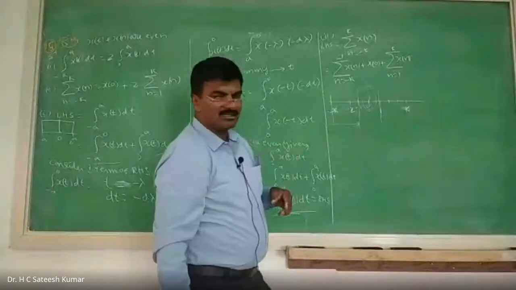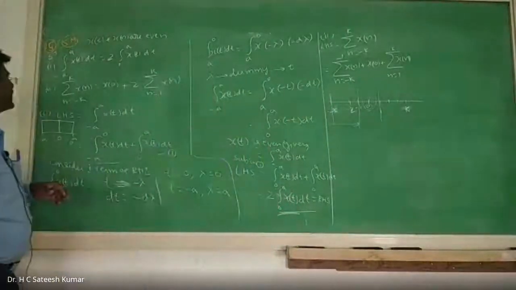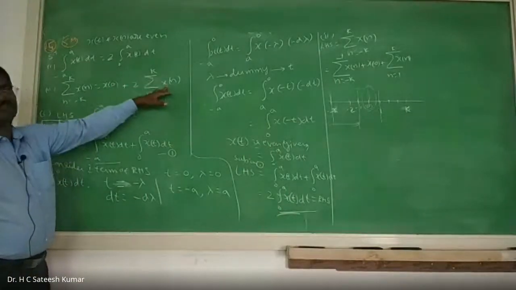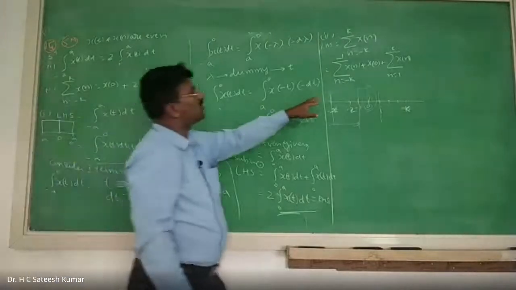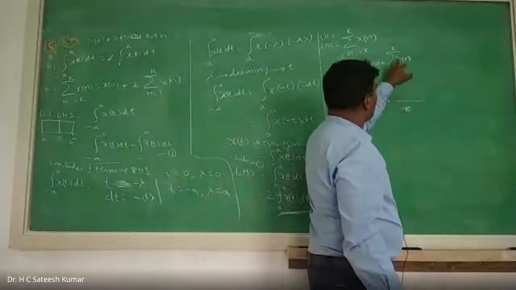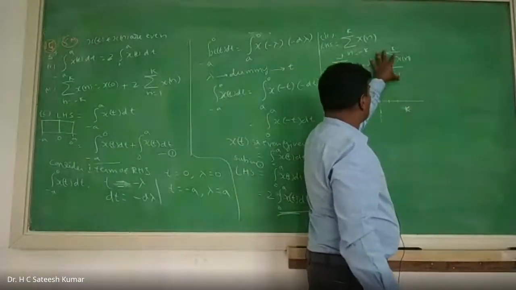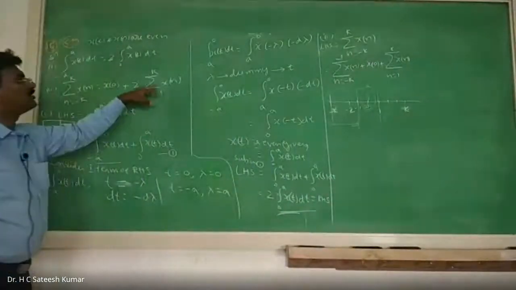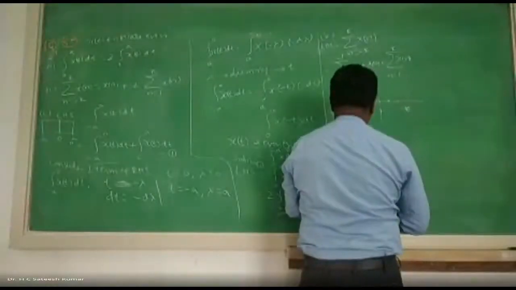If that is the case, check the answer. What is that answer? You should get it. x of 0 plus 2 times summation n varies from 1 to k x of n is given. That means x of 0 is readily available, and summation 1 to k x of n is readily available. So these two terms are okay. The first term is to be simplified so that we can get 2 times summation n from 1 to k x of n. So we should take it this way.